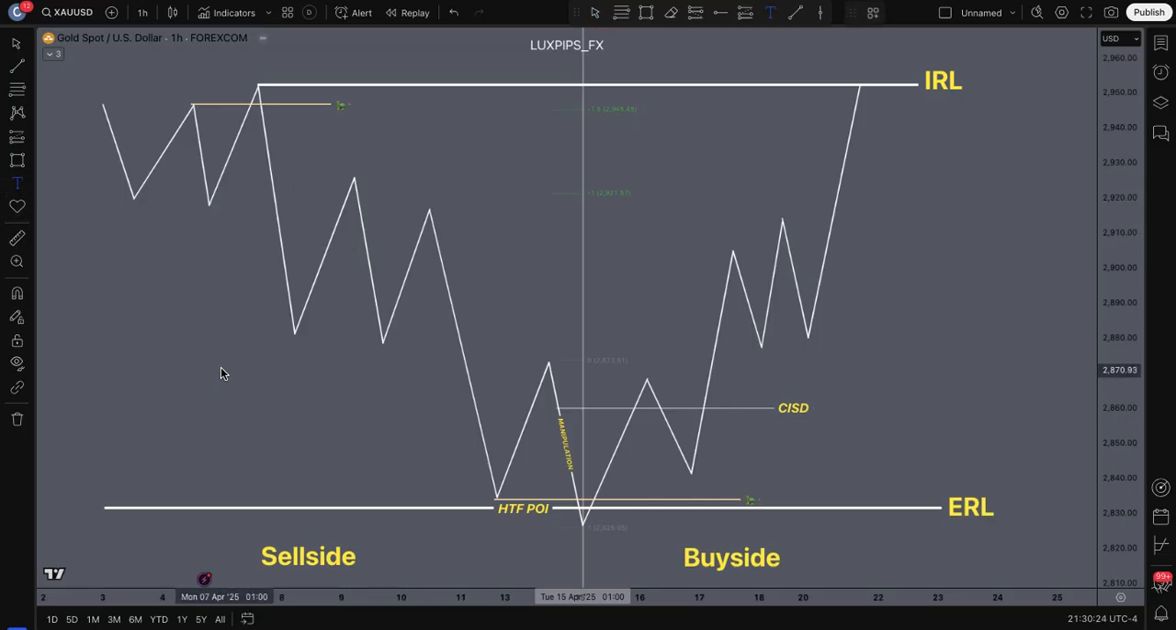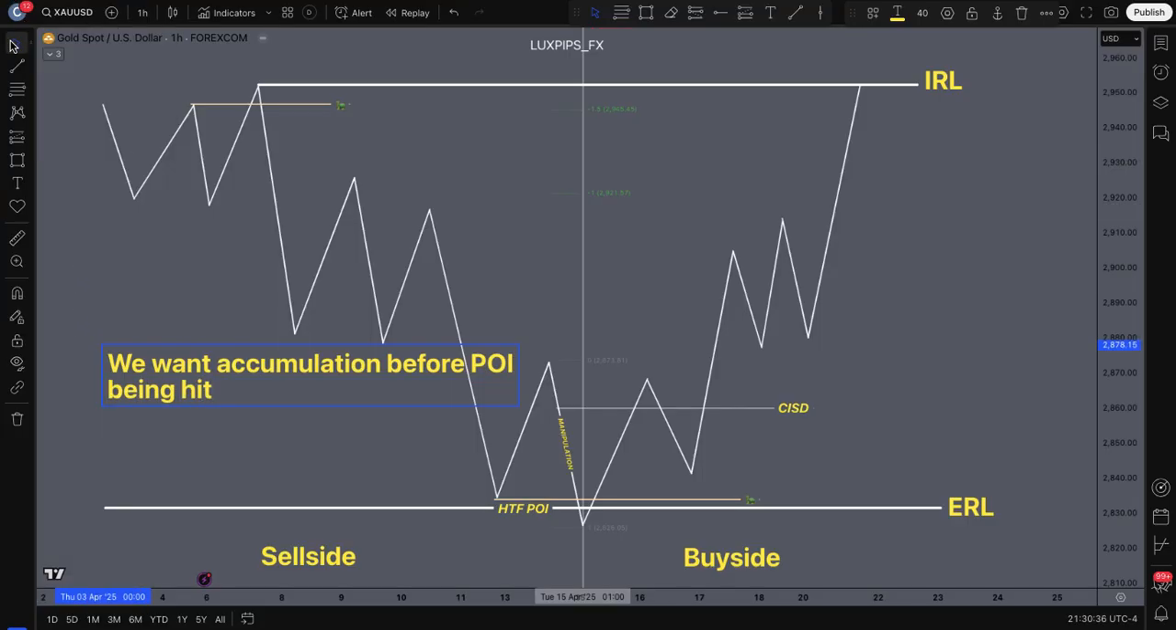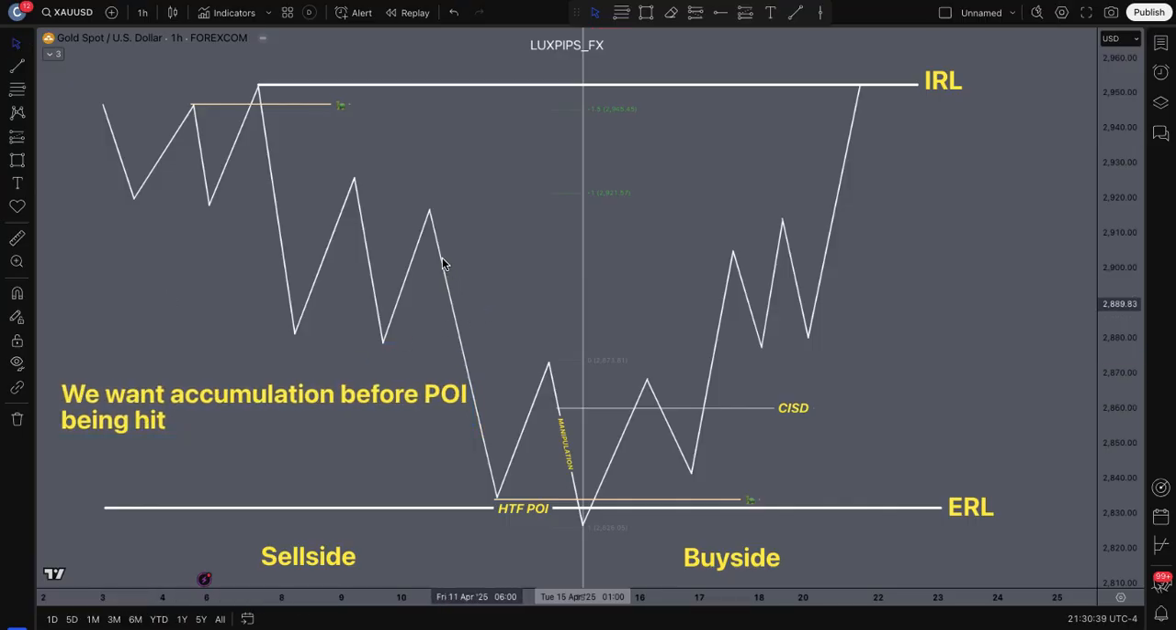One thing I want to mention is we want accumulation before POI being hit. It's a piece of advice. If you see price just fully crashing down to your POI without making some accumulations, most of the time your POI is going to fail because it's not building up liquidity towards it for it to be ran through in the future. If it's just crashing down, it's only offering one side. It might come back and grab it like a liquidity void or FVG in that expansion all the way down to your POI and just keep going down.